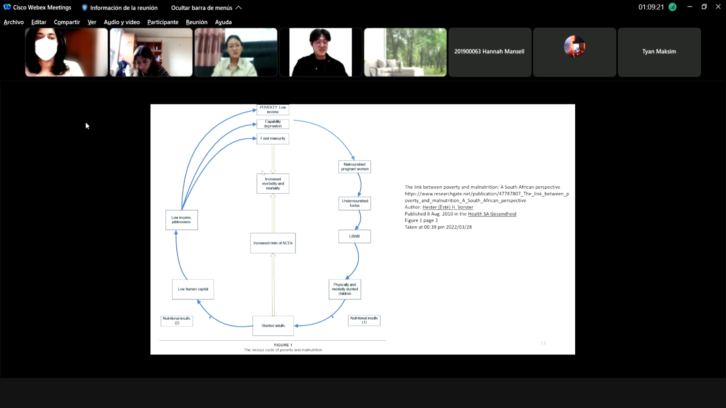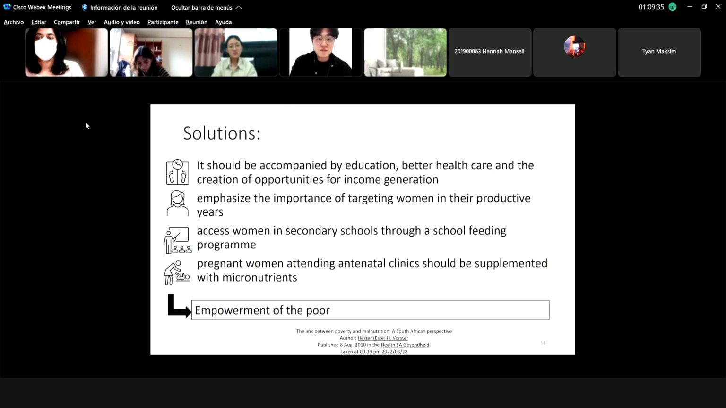And we also have increased morbidity and mortality problems. Basically, this research paper agrees with many points the authors already made. And if we go to the next point, the solutions are also quite the same, except that they focus more on younger women than on the overall population. One solution is that it should be accompanied by education, better healthcare, and the creation of opportunities for income generation. Also one point the authors already made: you should focus on education, because how should people consume the right food if they do not even know what food they have to consume? But also better healthcare, because if you're ill, you cannot work, and if you cannot work, you cannot afford the food. So this is also an important point.